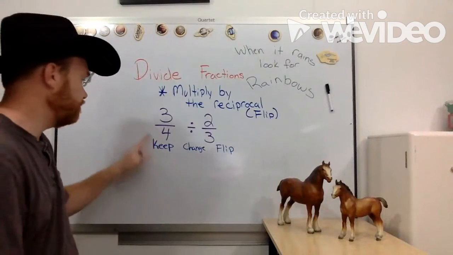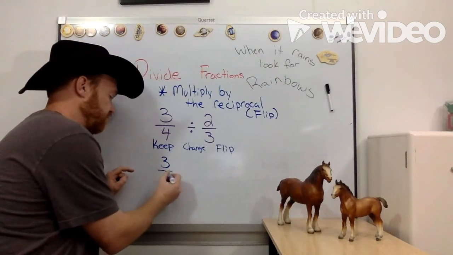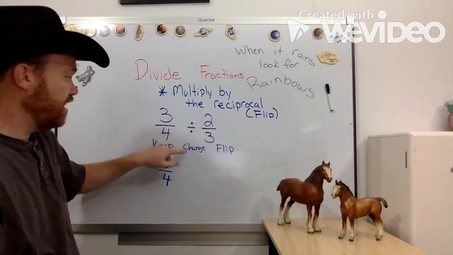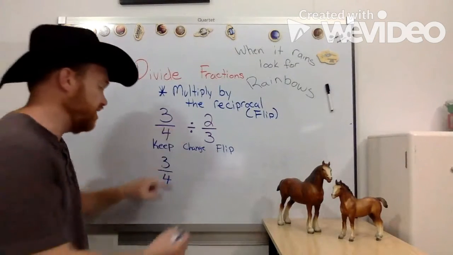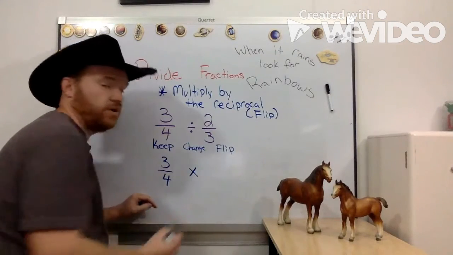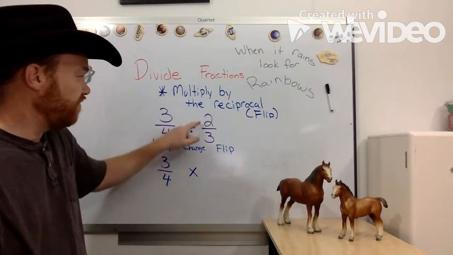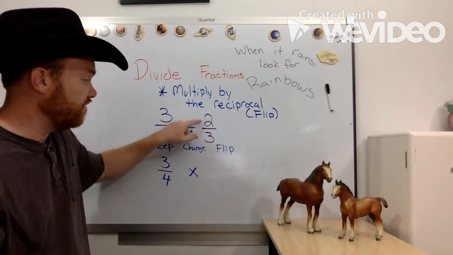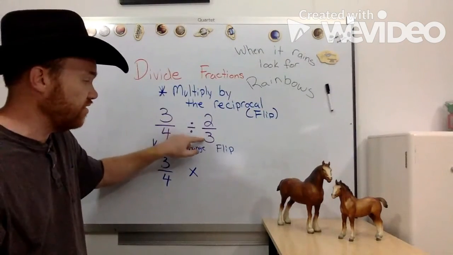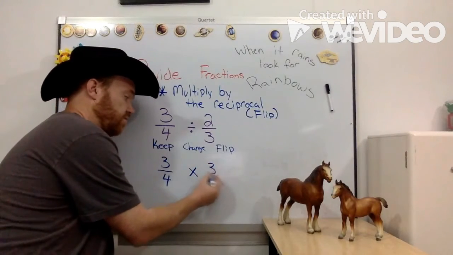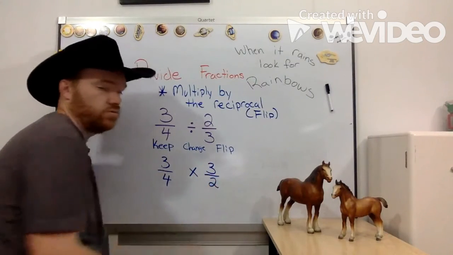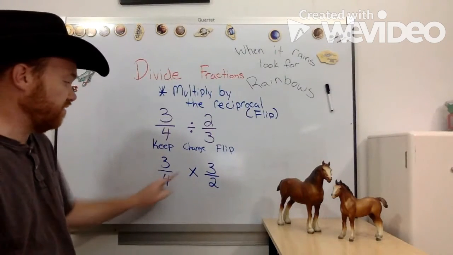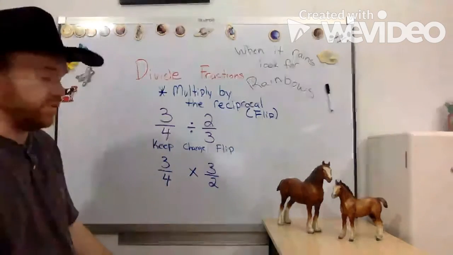What does that mean now? Well, 3/4, I keep that fraction the same. Change. I take the division and I change it to multiplication. Flip. Or in this case, the reciprocal. This is the reciprocal part, but the flip. So instead of 2/3, I change it to 3/2. Okay? So now I have 3/4 times 3/2.